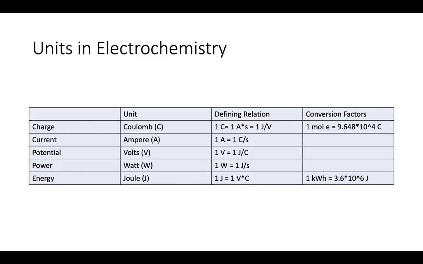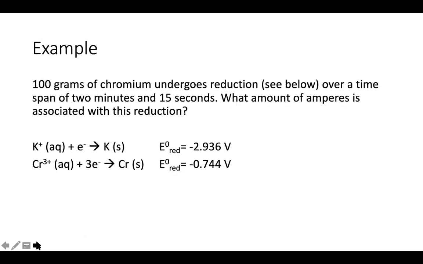Again, the extent that they ask you about units in electrochemistry on the exam, it's typically a pretty minor part of the exam. Maybe 1, maybe 2 questions, if that. So I think just having this chart and working through your units is the best bet. Let's look at one quick example. 100 grams of chromium undergoes reduction according to the reactions below, and this occurs over 2 minutes and 15 seconds. What amount of amperes is associated with this reduction?